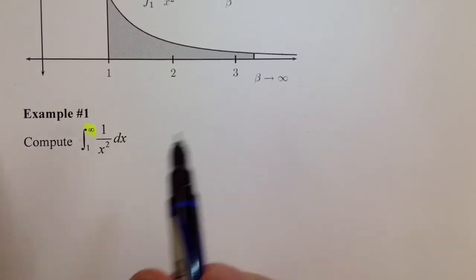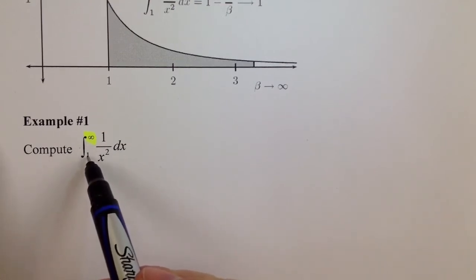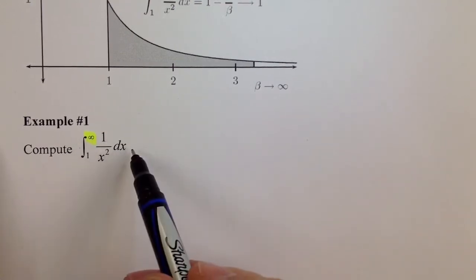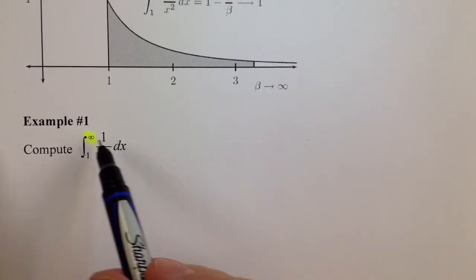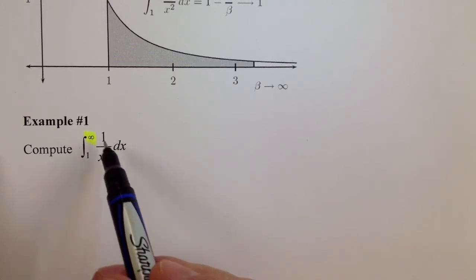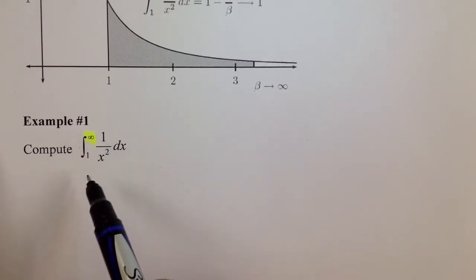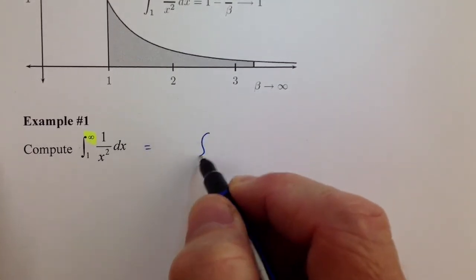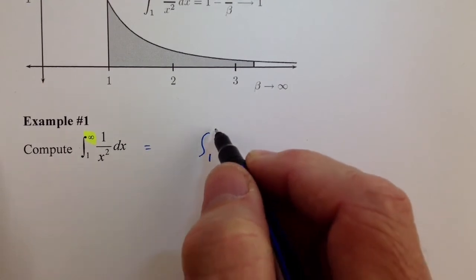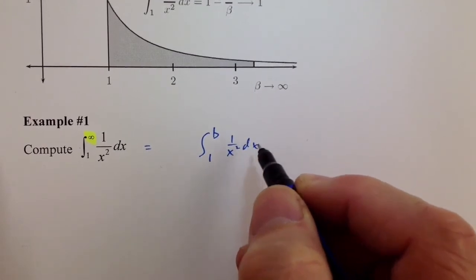But I want to first start out by looking at this example here, where we're trying to compute the integral from 1 to infinity of 1 over x squared dx. So this integral is improper at x equals infinity because we cannot claim that 1 over x squared is continuous on 1 to infinity, since infinity is not a proper included endpoint for such an interval. Instead we consider the integral from 1 to b of 1 over x squared dx. So let's look at that first.